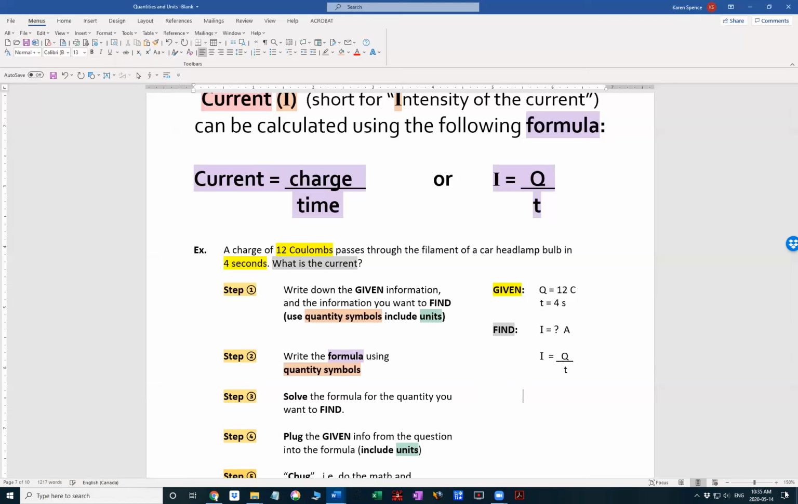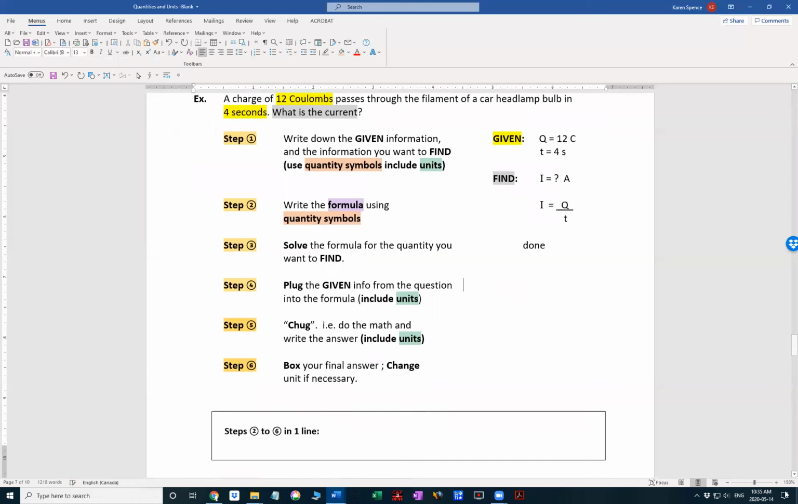Remember, step 3 this week is done. We have already isolated I, current. Plug in our given information. Okay, I'm just going to grab this and put it here. I is equal to, now we're going to plug in Q, which is 12 coulombs. And on the bottom, we're going to plug in our time, which is 4 seconds. So we have plugged, and now we are going to chug through the math.